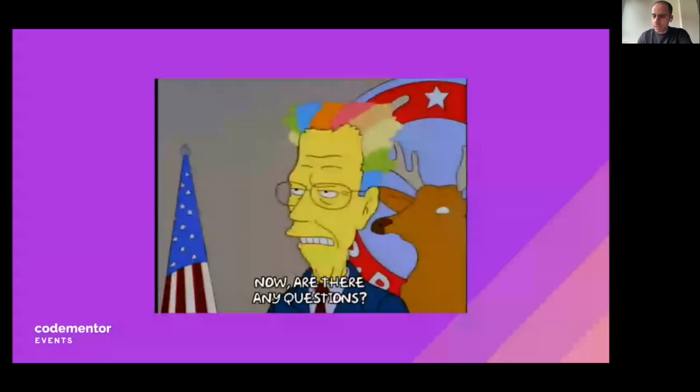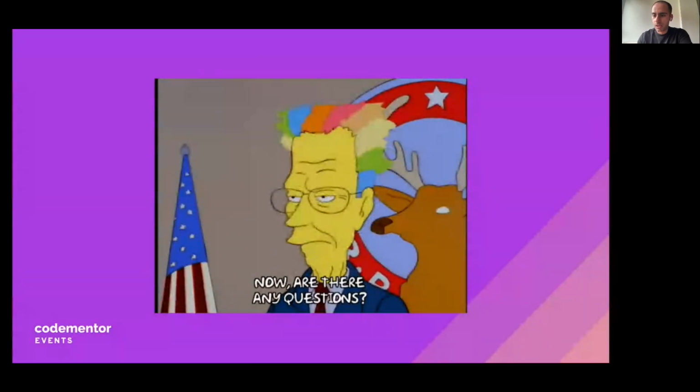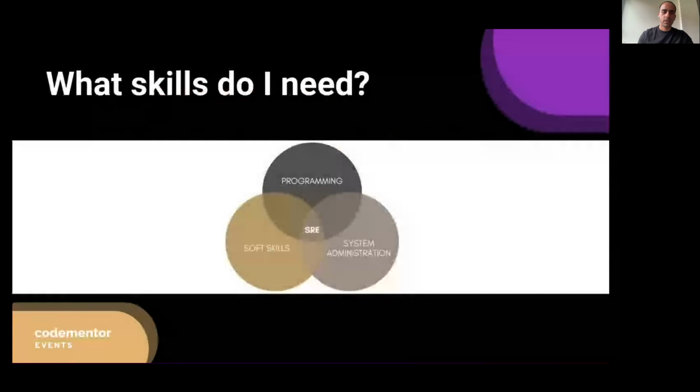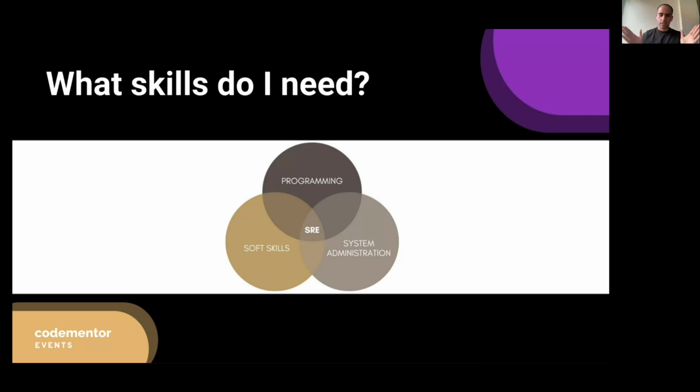Let's see. What skills do SREs need to prioritize over others? Really good question. If we go back to our little Venn diagram, soft skills, of course, are a very high priority. Out of programming and system administration, you can choose to prioritize whatever you like most, right? You don't need to be a master of both of them. I don't recommend that, because you're kind of diverting your focus. Whichever you like more, you can just focus more on that.